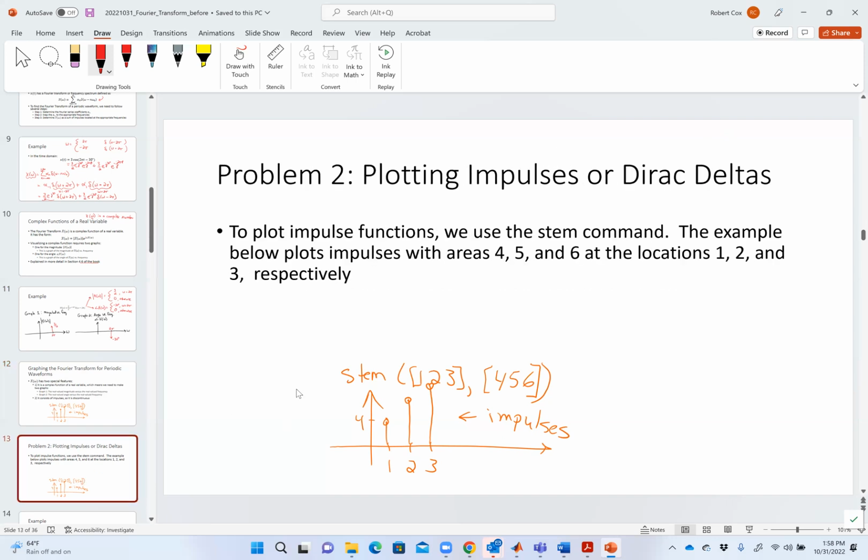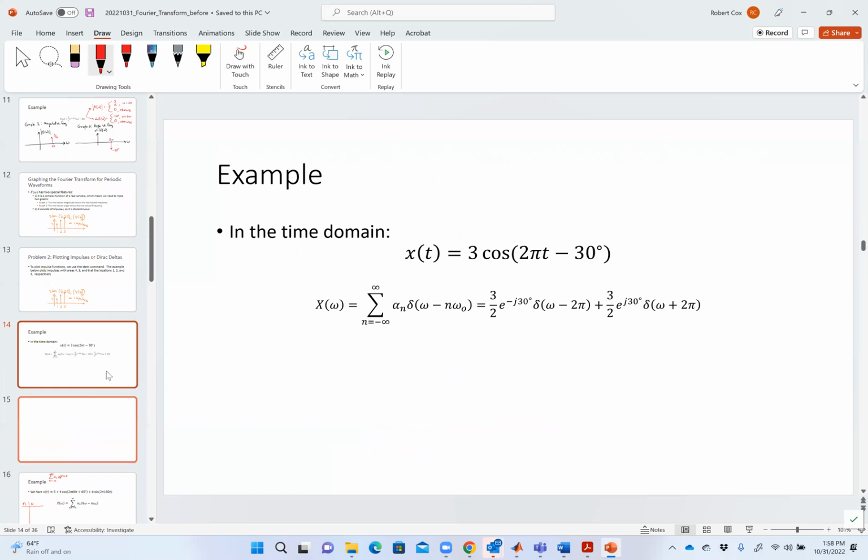In this case, I give it this command right here, stem 1, 2, 3, comma 4, 5, 6. What that's going to do is, at the x values 1, 2, 3, it's going to have impulses with heights or areas 4, 5, 6. We know the true height of an impulse is infinite, but the area is what we usually try to represent. So even though the heights will look like 4, 5, and 6, they're really areas.